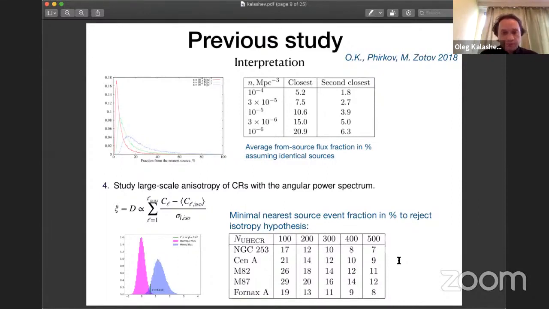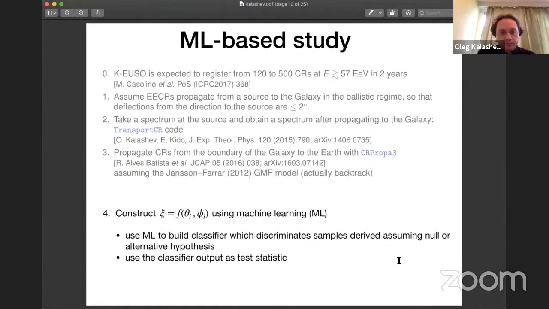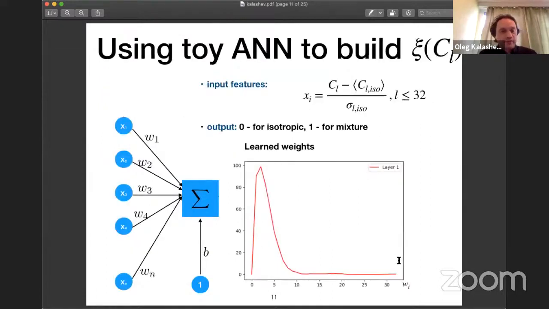Now, can we do better? Well, let's try a machine learning-based study. So the idea, as I already told, is to construct a classifier which will discriminate samples generated in null and alternative hypotheses. The simplest possible classifier is just a perceptron, which takes as input angular power spectrum coefficients. And if we train such a classifier, we don't get any improvement in terms of minimal detectable fraction. We get roughly the same numbers.